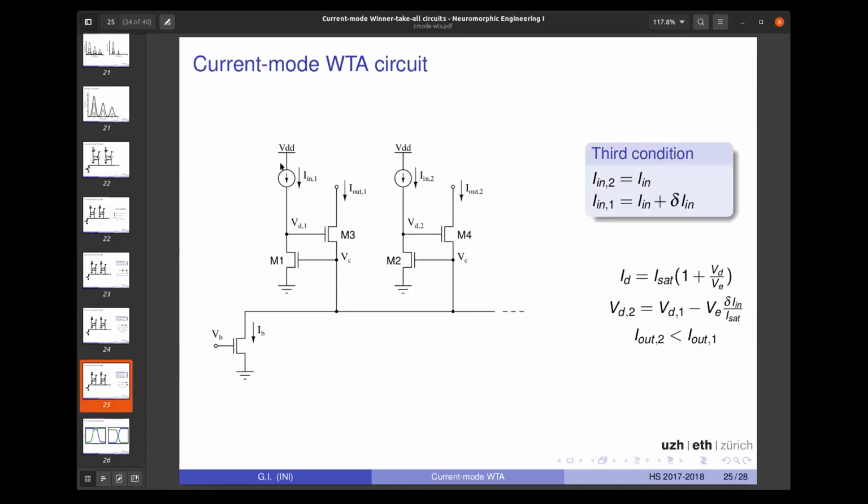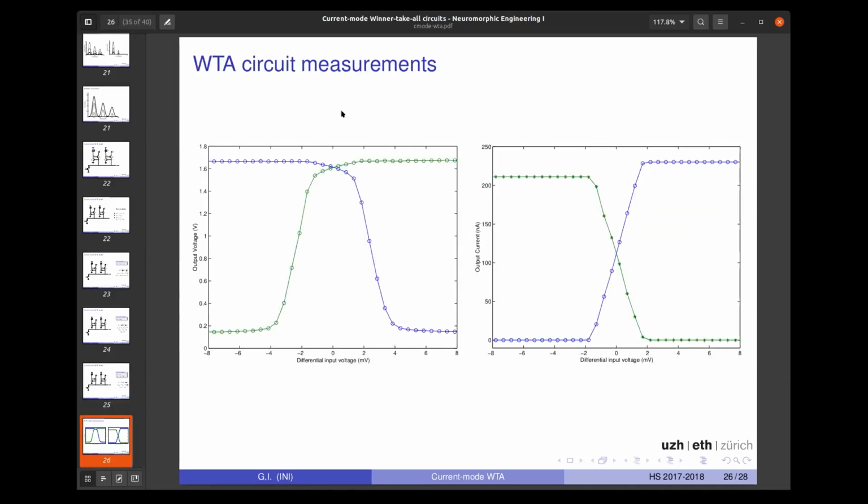You see these ideal input current sources that are providing input currents into the winner take all. They're actually PFETs that are controlled with the gate to source voltage. And the gate to source voltage of these inputs is changed by a few millivolts, like 1 or 2 millivolts. And that will give you the change in the output.